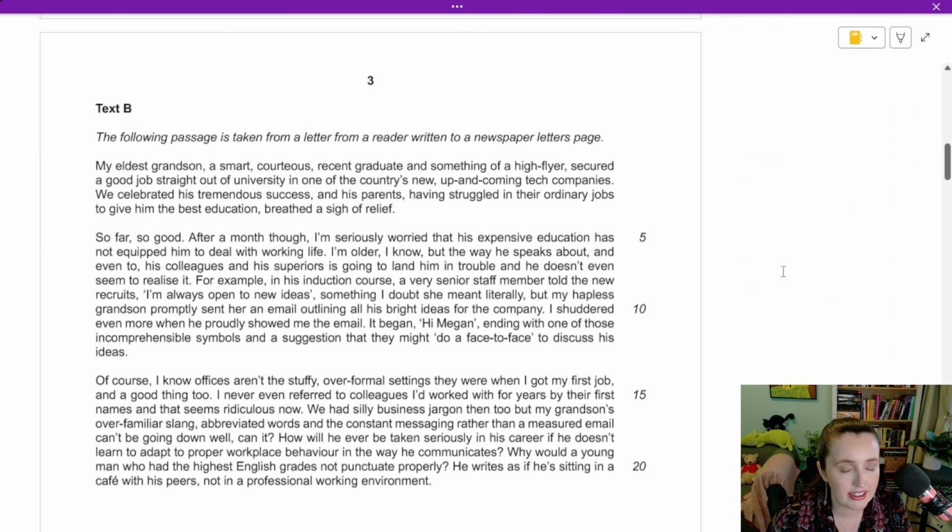Let's now read the second text, and remember, we're thinking communication in the workplace. What advice could we give young people?